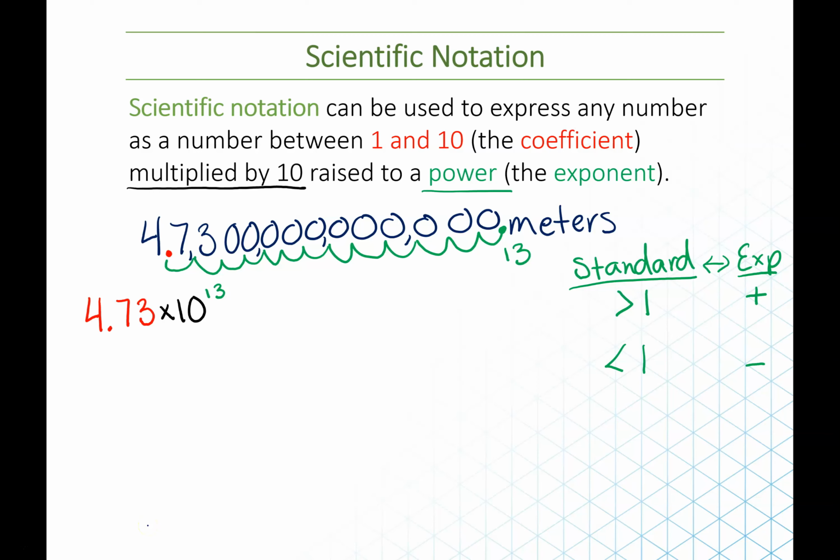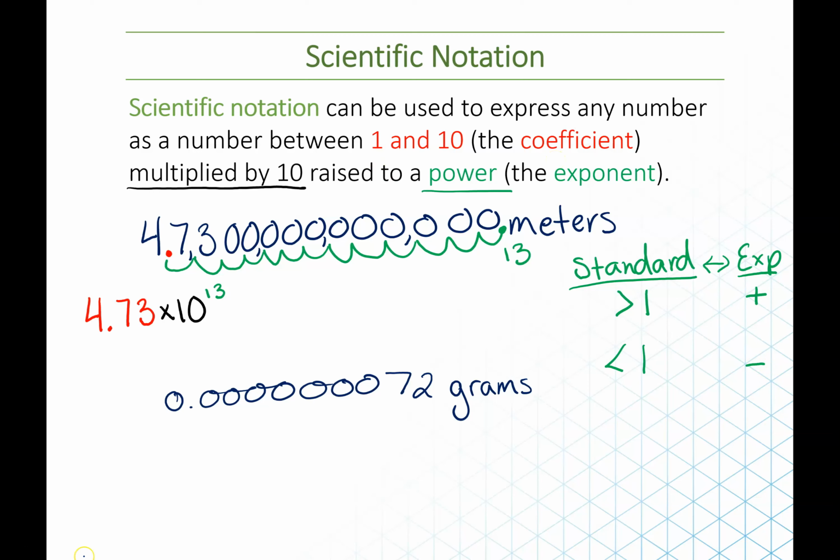Let's say we're dealing with a really, really small number. And we'll give it units. We'll say that this one is grams. So we're measuring mass here. Remember, because grams is the SI base unit for mass. So we're dealing with a really, really small number, so we know we're going to have a negative exponent. But first, let's do our scientific notation.